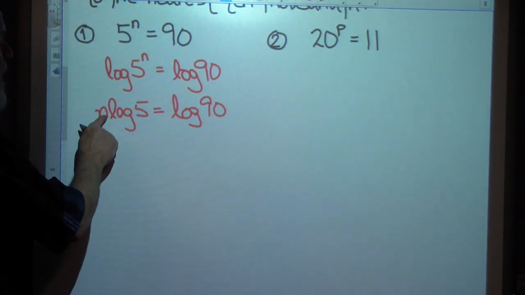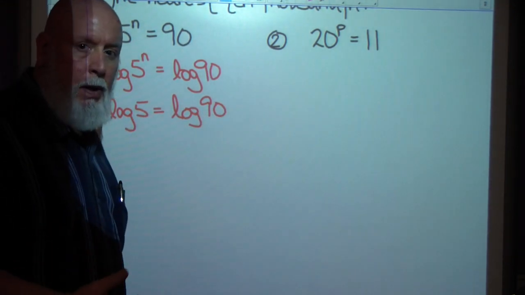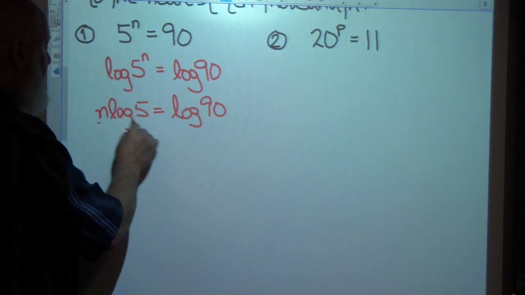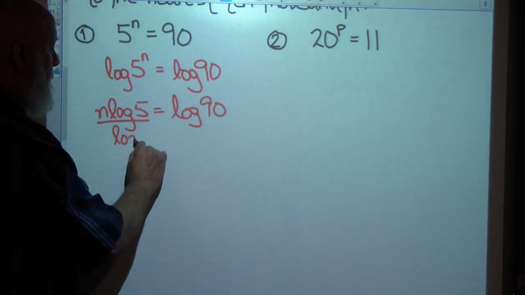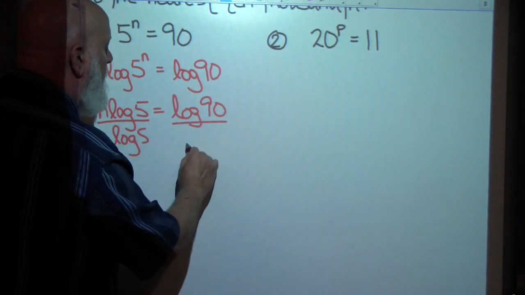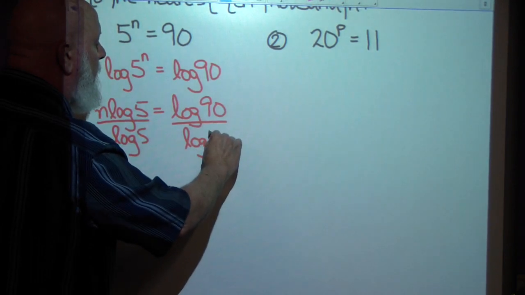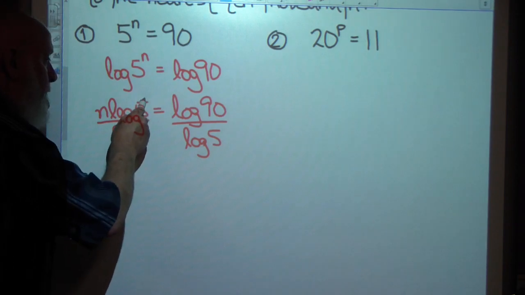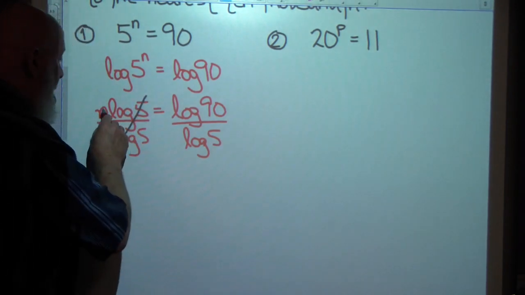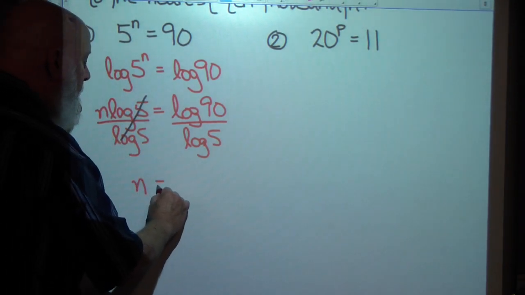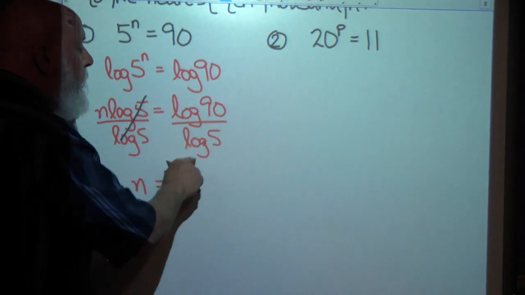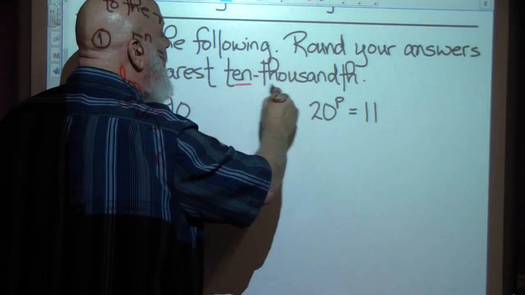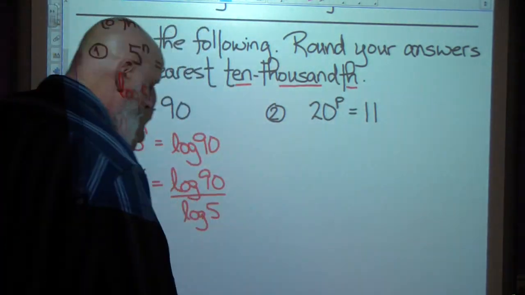Now I want to get n by itself. I have n log 5. That means n times log 5. So to get n by itself, I'm going to divide both sides by log 5. These will cancel. It'll give me n equals, whatever this is will be my answer, and I'm going to round it to the nearest 10,000th. That's the fourth decimal place.